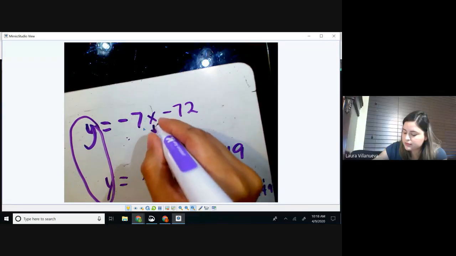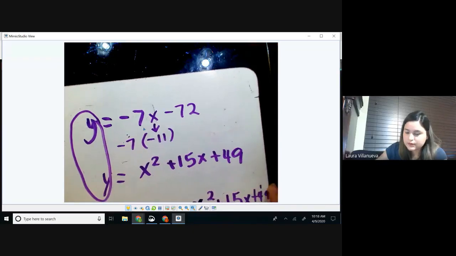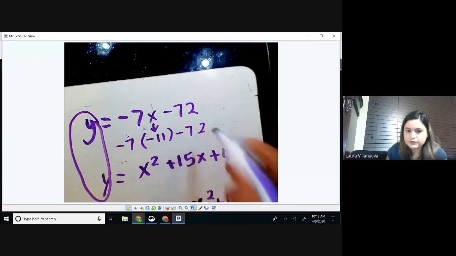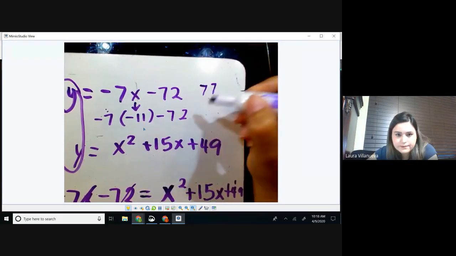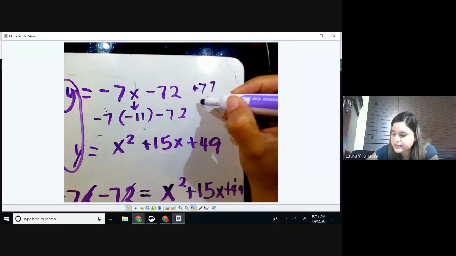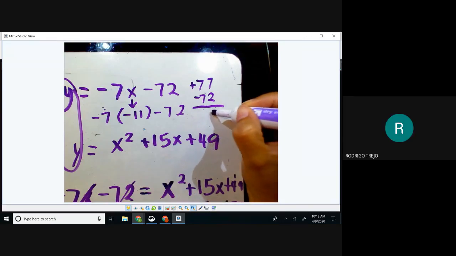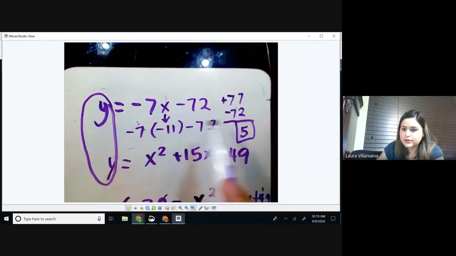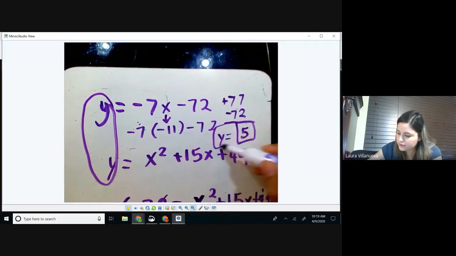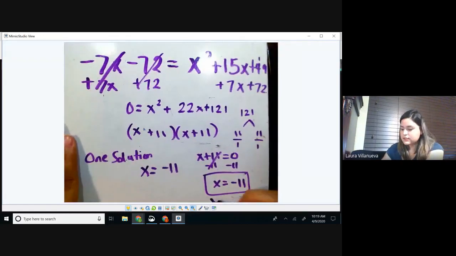So right here, you're going to plug in the negative 11. You're going to bring this down, and then you're going to do minus 72. So then you have positive 77 minus 72, and that gives you what? 5. So that is going to be your y. Y equals 5. Okay? So then x is negative 11 and y equals 5.